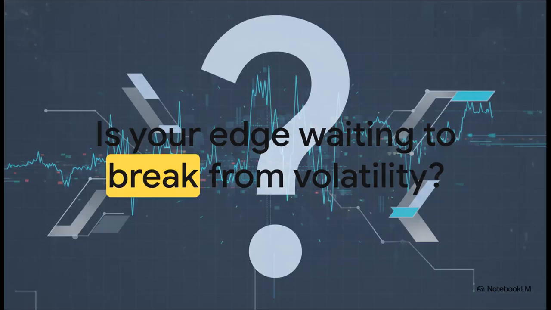We've covered a ton of ground today, from the fatal flaws of static bots to the incredible adaptive matrix of the Flash 2026. So I'll leave you with this final thought to ponder. Is your current trading edge actually built to adapt to the next unpredictable market regime? Or is it literally just sitting there, waiting for the next spike in volatility to break it completely?